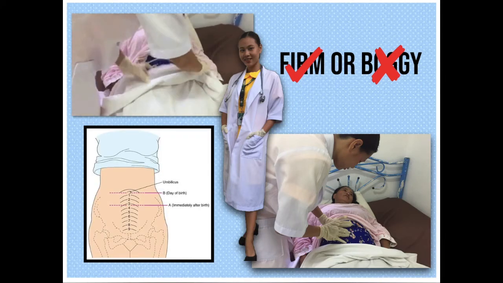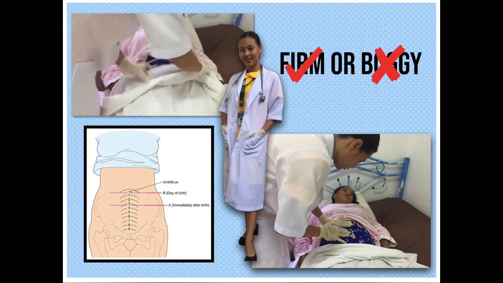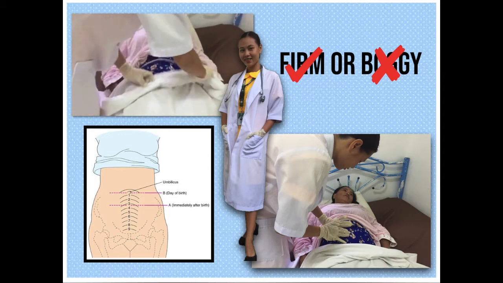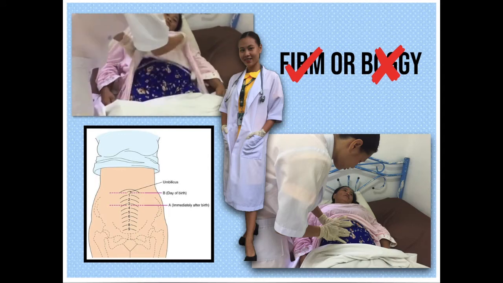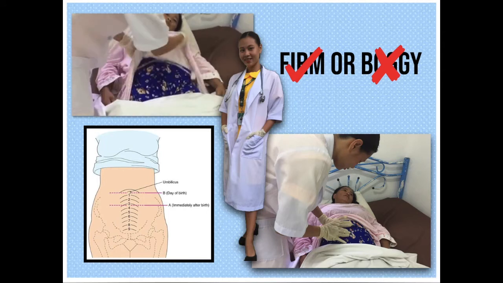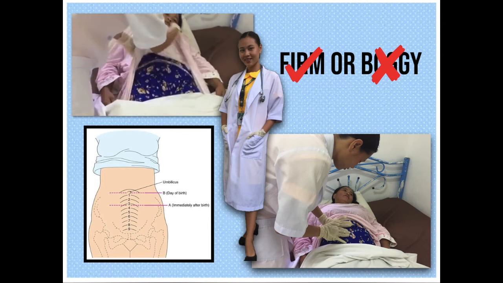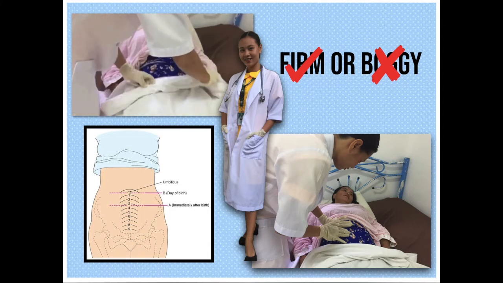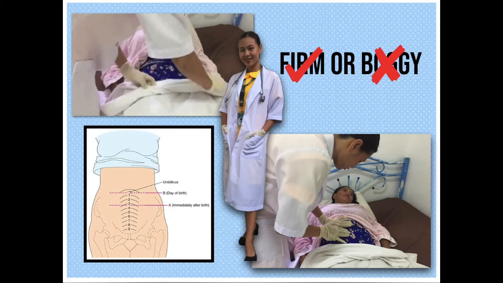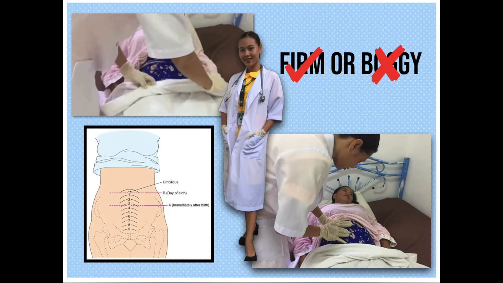Assess the height and the location of the fundus. Immediately after birth, the fundus will be at the level of the umbilicus. 1 to 2 hours after the delivery, it will be midway between the umbilicus and the symphysis pubis. 12 hours after delivery, it will be 1 centimeter or 1 finger breadth above the umbilicus. For 24 hours after delivery, it will be 1 centimeter or 1 finger breadth below the umbilicus. 48 hours after delivery, it will be 2 centimeters or 2 finger breadths above the umbilicus. 72 hours after the delivery, it will be 3 centimeters or 3 finger breadths above the umbilicus.